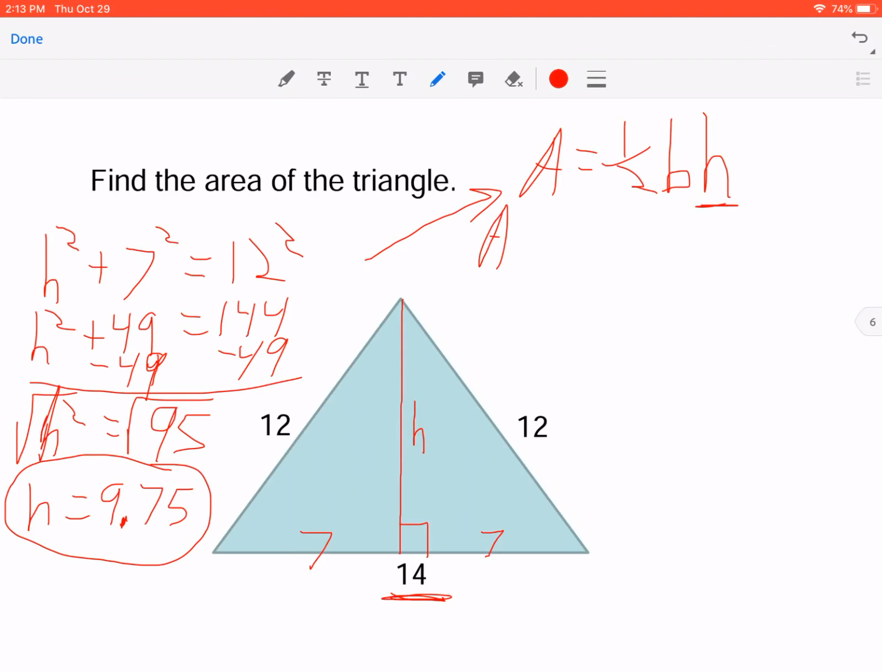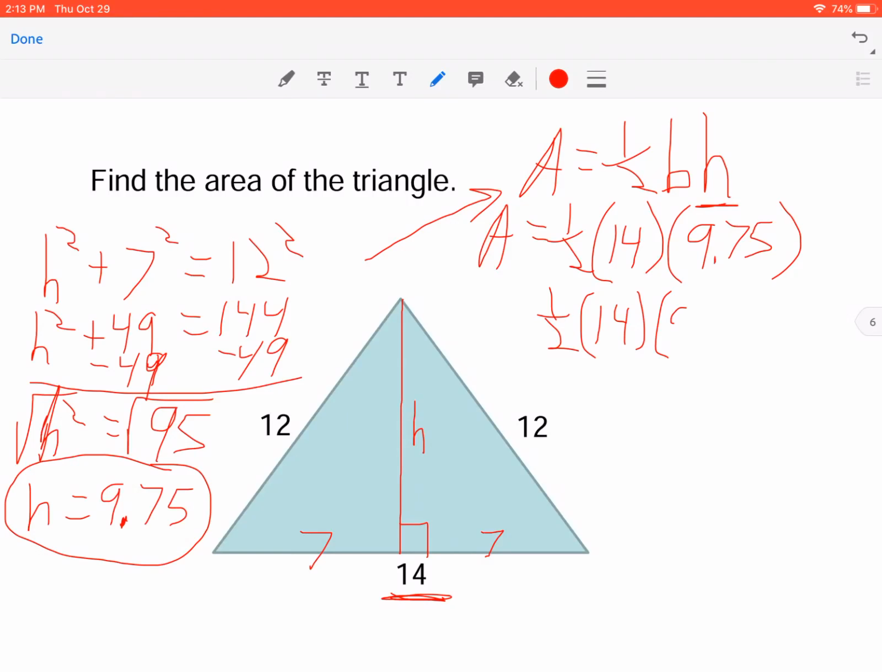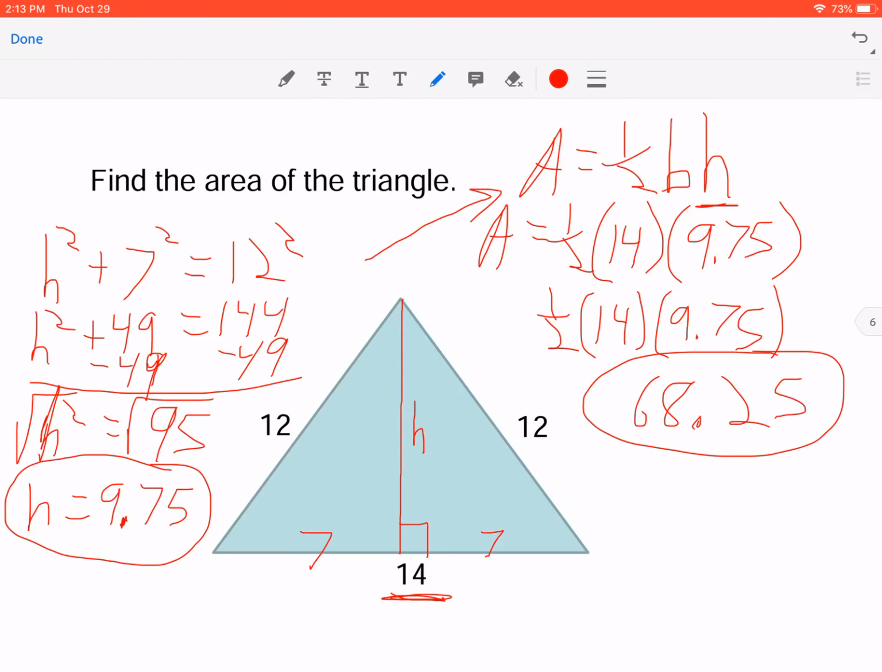Area is 1/2 the base. The base was 14. Now we know the height was 9.75. So you're using the Pythagorean theorem just to get another answer to a question. So that's 1/2 times 14 times 9.75. Again, use your calculator. Make sure you're bringing it to class every day from here on out. That should be 68.25. There's your area.